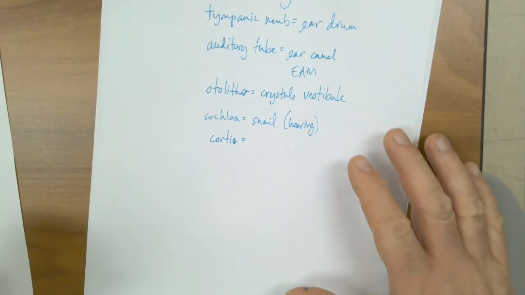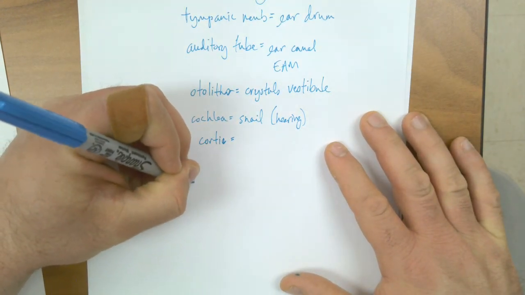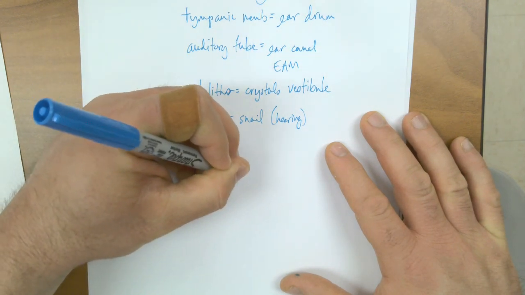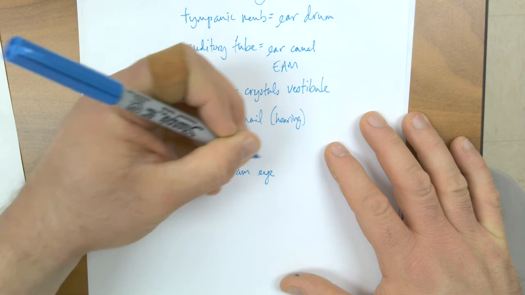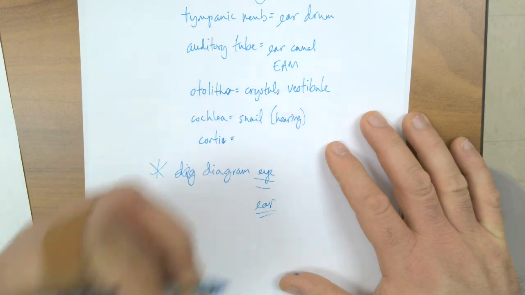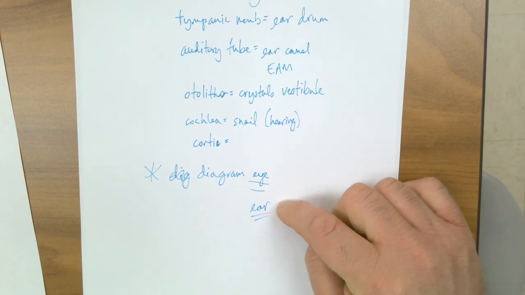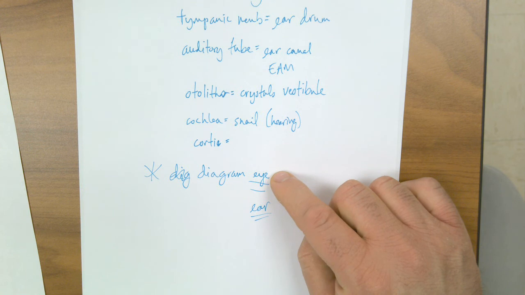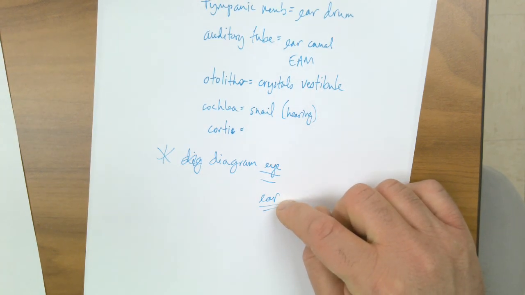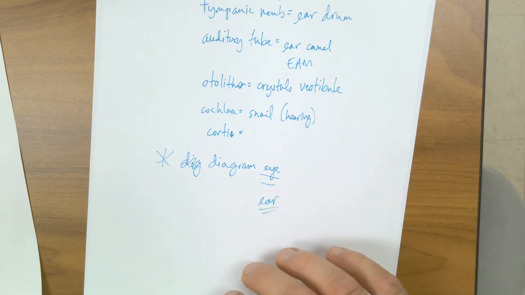One other thing to make sure you know: know your diagram of the eye and a diagram of the ear. Be familiar with the diagram of the eye and a diagram of the ear. You did the eye diagram assignment, and then for the ear diagram, you could look in your textbook or the front of that lab packet would be good as well.